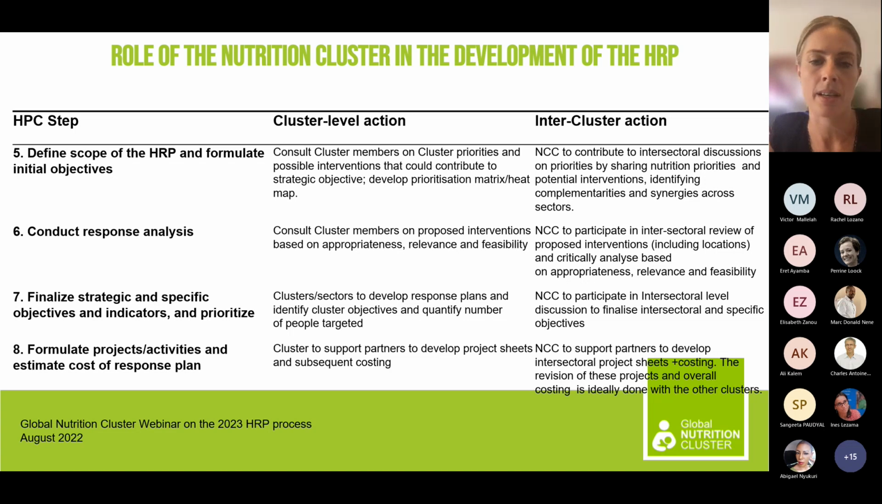So for step six, conducting a response analysis, the nutrition cluster coordinator can consult nutrition cluster members on the appropriateness, relevance and feasibility of the proposed interventions, and then raise these discussions at an intersectoral level to identify intersectoral response synergies. Just to clarify, when we speak of appropriateness, relevance and feasibility: appropriateness refers to interventions that will most likely meet the humanitarian needs. For example, OTP for severe wasting without complications. Relevance refers to the priority needs and preferences of the affected populations.